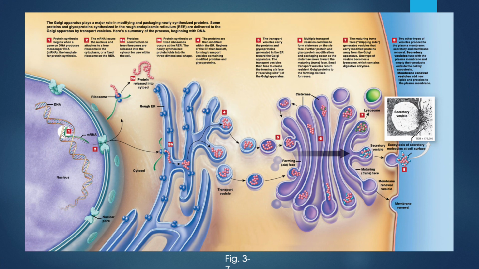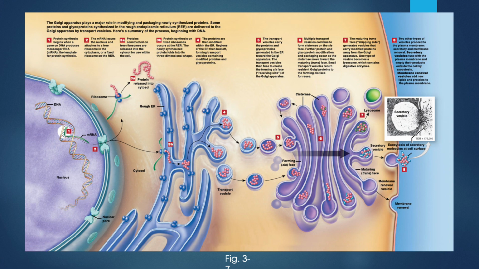are carrying these products over towards the cis face, or the receiving side, of the Golgi apparatus. There are going to be several or even multiple of these transport vesicles all arriving at the same time. When this happens, there will be yet another protein and glycoprotein modification. After these chemical reactions have occurred, we'll have newly packaged products that are ready to be shipped out.